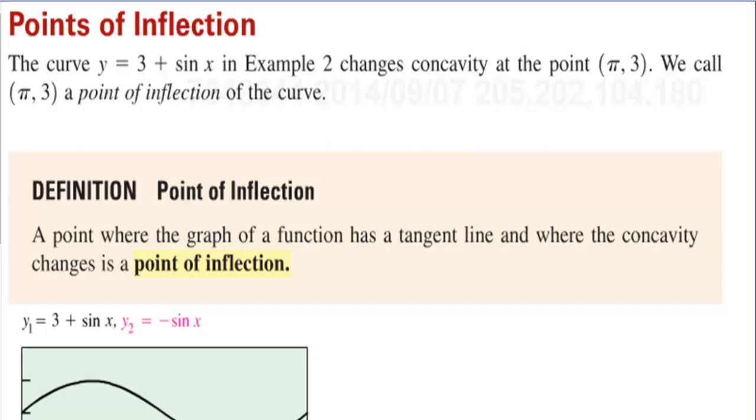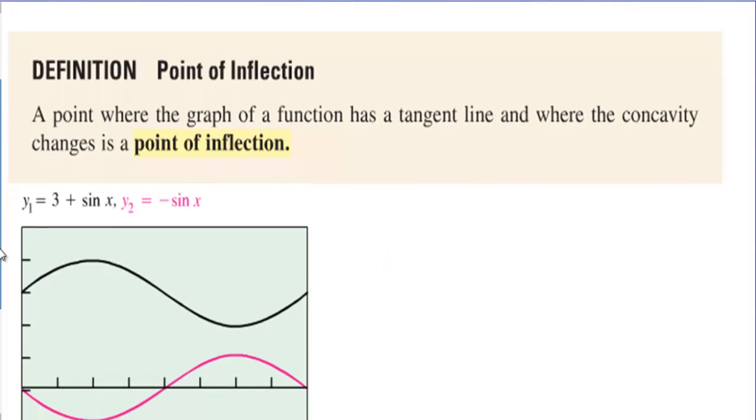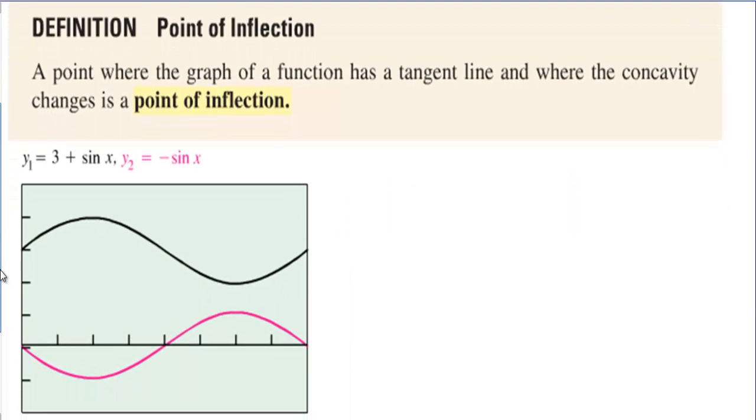Definition, point of inflection: a point where the graph of a function has a tangent line. So that's the first thing. It has to have a tangent line there. In other words, the first derivative has to exist where we have points of inflection and where the concavity changes. So the concavity has to change. That's a point of inflection. We have y equals 3 plus sine of x, and at pi there's a point of inflection right here, and then we have y2 is sine of x. That has a point of inflection right at the same spot.